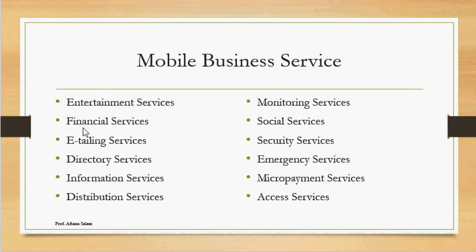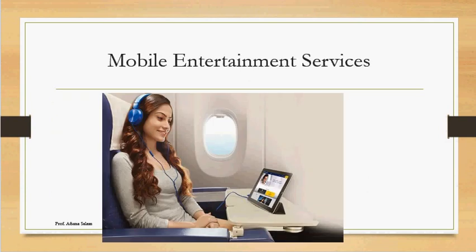So, entertainment services. We do have a few more services: entertainment, financial, retailing, directory, information, monitoring, social, security, emergency, micropayment, and access. So these are the different types. Now we are going to see them one by one. The entertainment services, like Amazon and Netflix, are the best examples.